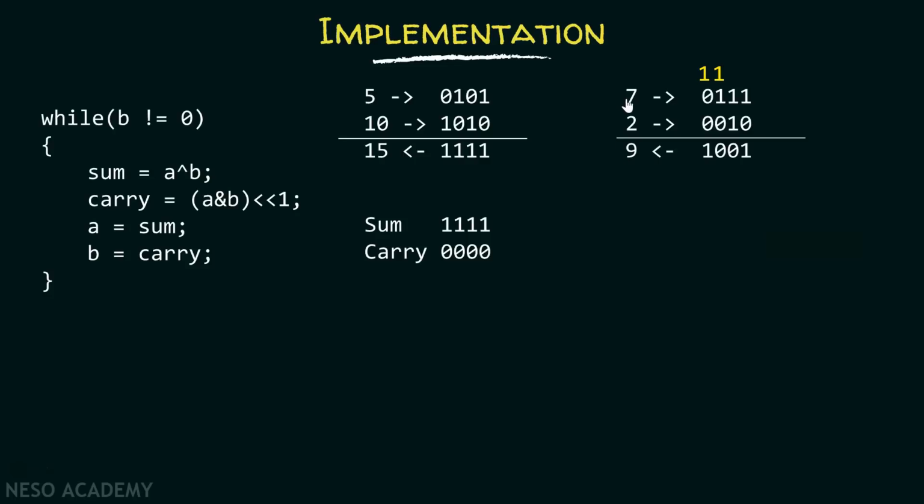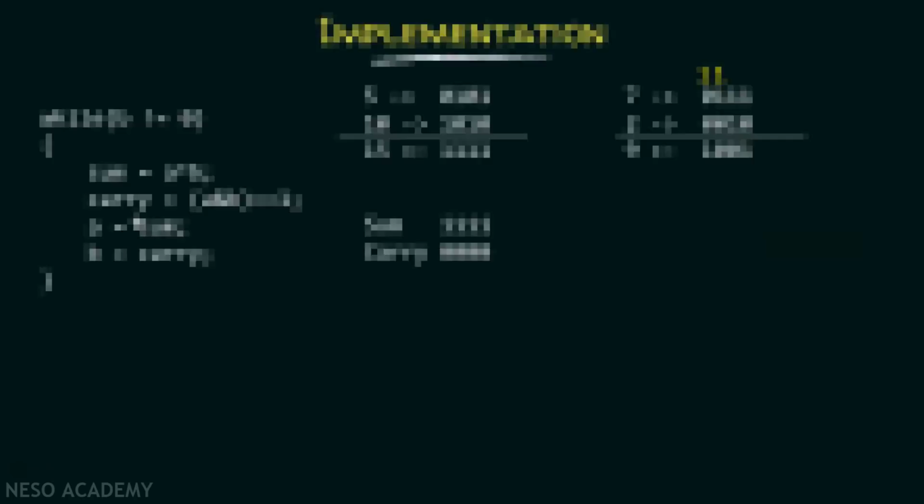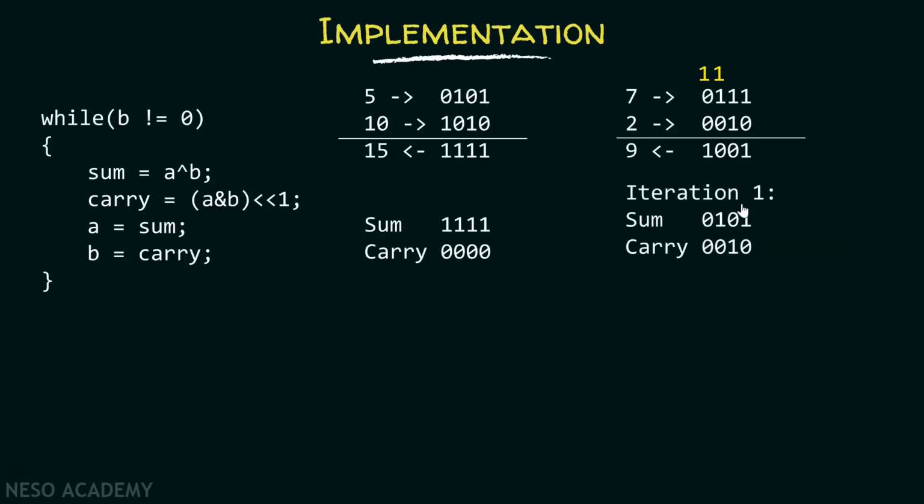Let's say A is equal to 7 and B is equal to 2. And let's try to execute our code. In iteration number 1, sum will be A XOR B. That means 1 XOR 0 is 1, 1 XOR 1 is 0, 1 XOR 0 is 1, and 0 XOR 0 is 0. Therefore, sum will be 0, 1, 0, 1. And what will be the carry? Carry is 1 and 0, which is 0, 1 and 1, which is 1. This is 0 and this will also be 0. Therefore, carry is 0, 0, 1, 0.